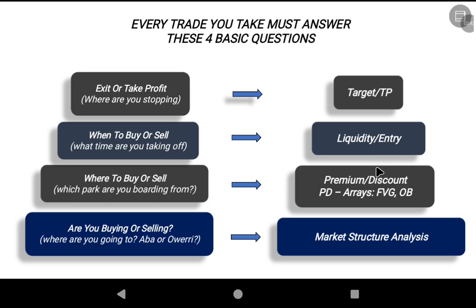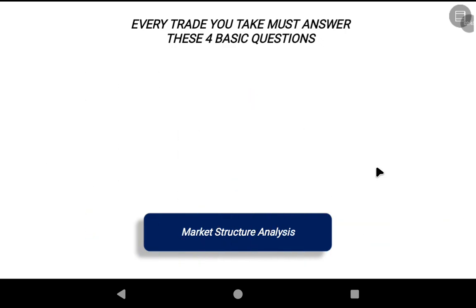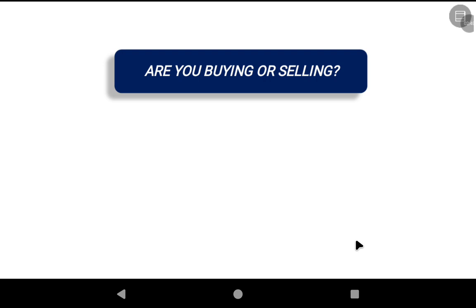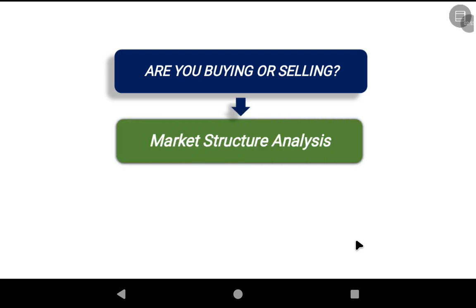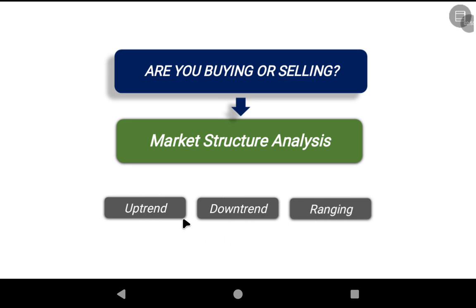Let's put everything together. The first one is the market structure analysis that tells you whether you're buying or selling. Market structure analysis is when you determine the trend of the market, who is in control. Is it trending upwards? Is it trending downwards? Or is the market ranging?